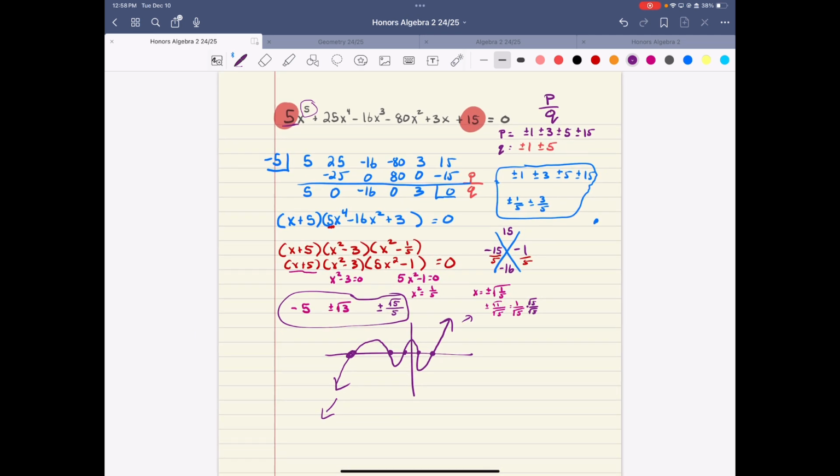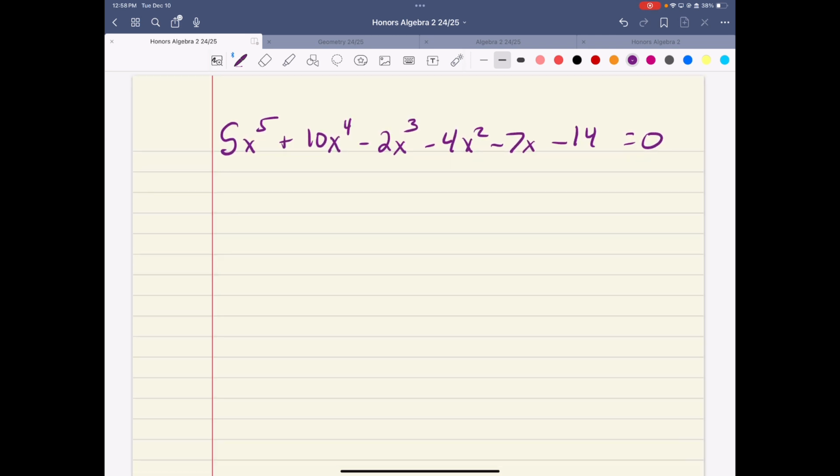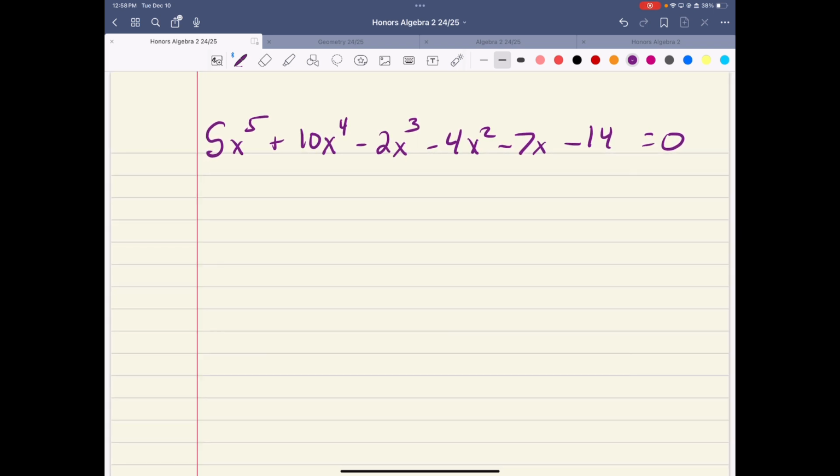And we're going to do 2 more. I'll have you do both of these next 2 by yourselves. But remember, the p-value is the factors of your constant. The q-values are the factors of your leading coefficient. That's where you get your possible zeros from. So the next one I want you to try, and I'll give you about 4 to 5 minutes.